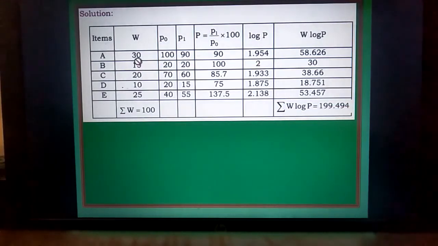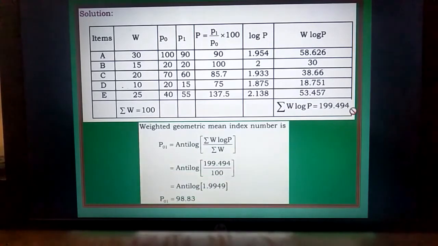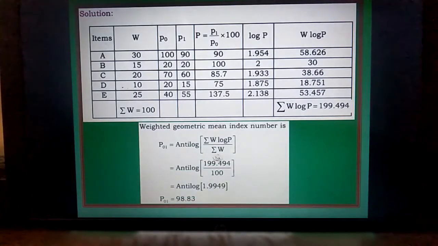For example, 30 multiplied by 1.954 is nothing but 58.626. In the similar way, 15 multiplied by this is 30. Likewise, all these values have to be calculated, and that sum we want, so the W log P's are already calculated. Sum of W log P, when you sum over this column, you are going to get 199.494. Then the weighted geometric mean index number is this much.